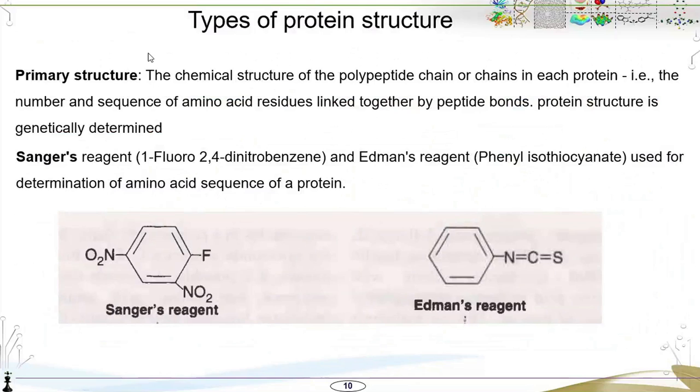Sorry, the cursor is coming at the top of my slides. I hope you understand what the primary structure of the protein is. It is nothing but the number or sequence of amino acid residues linked by peptide bonds. Two reagents are used to determine the primary sequence of amino acids, also called the primary sequence of the protein, and that primary sequence is called the primary structure. I have explained this two to three times, so if you have any doubts, you can ask at the end of the session. I'm going to move to the next slide.